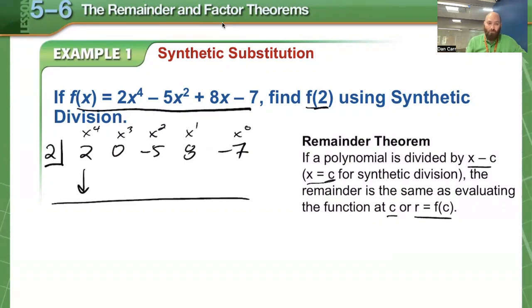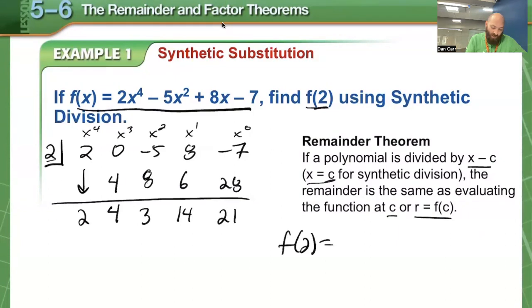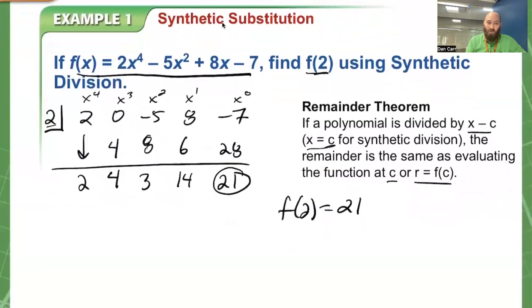Okay, so we're going to run through our synthetic division now. We'll drop the 2. 2 times 2 gives me 4. Put it right there. 0 plus 4 gives me 4. Then I'll take 2 times 4, which is going to give me 8. -5 plus 8 is 3. And then 2 times 3 is going to give me 6. Put that together, we get 14. And then 2 times 14 is 28. 28 minus 7 is 21. So according to the remainder theorem, if I evaluate f of 2, that's going to equal 21. Just for comparison's sake, let's go ahead and check that.